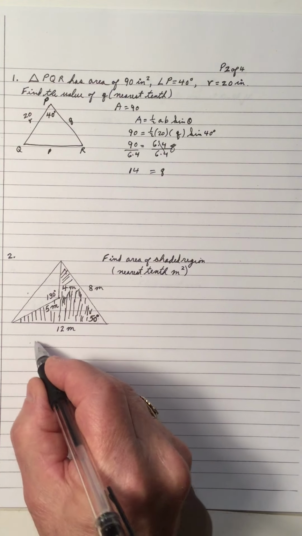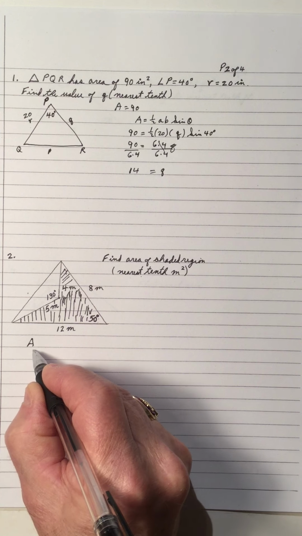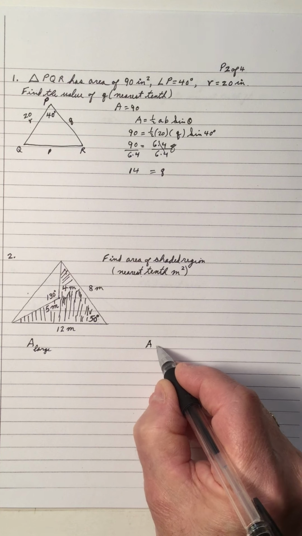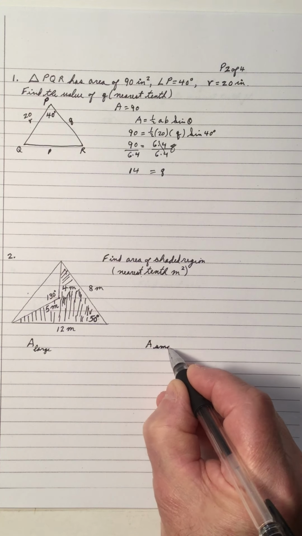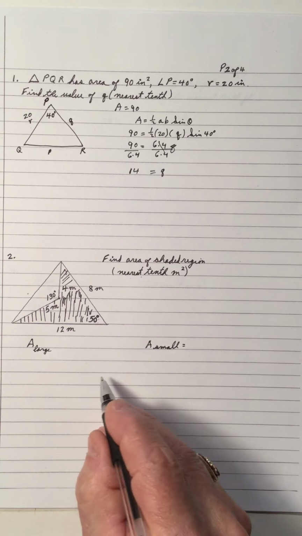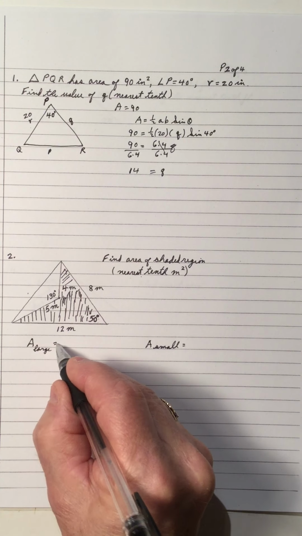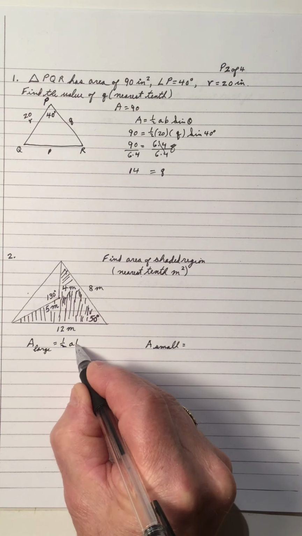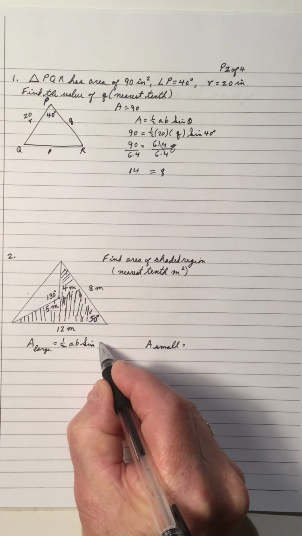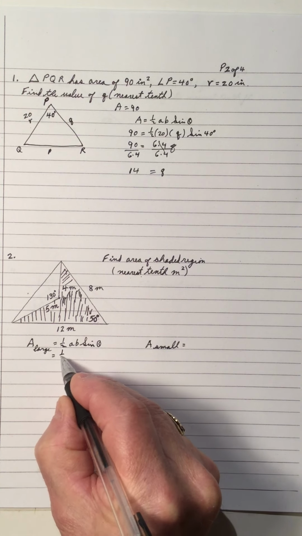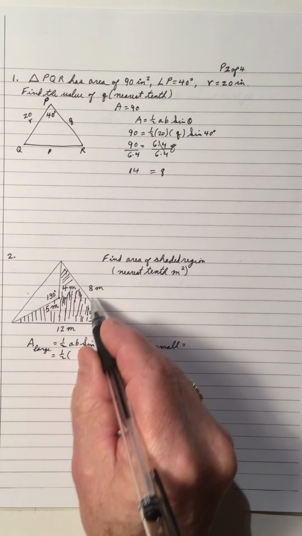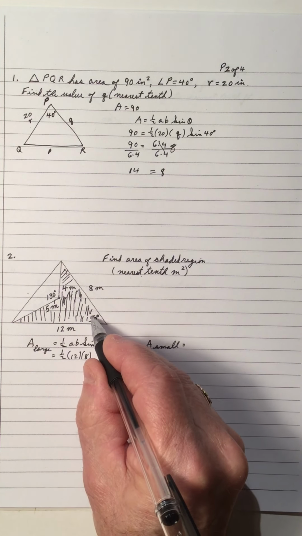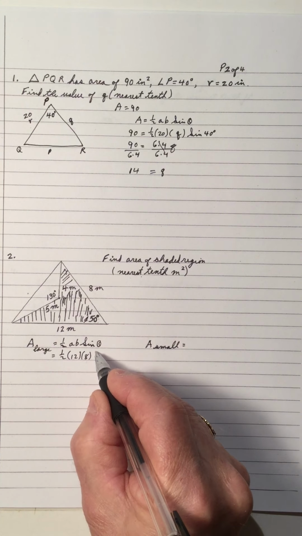What we're going to do is find the area of the large triangle, and we're going to get the area of the smaller triangle, and then we're going to subtract them, and we'll get the area of the shaded region. So the large triangle is this one, so that's half ab sine theta, so it's half of 12 and 8. That's a 50 degree angle. That's not 150. That's just a 50 degree angle.